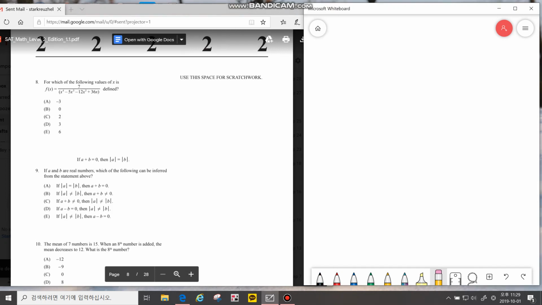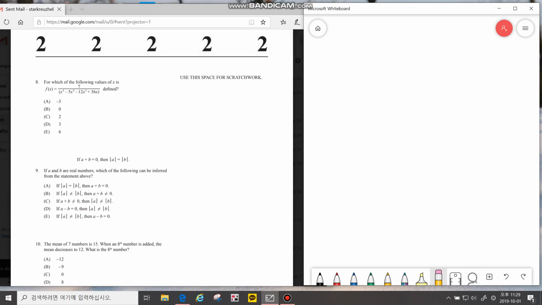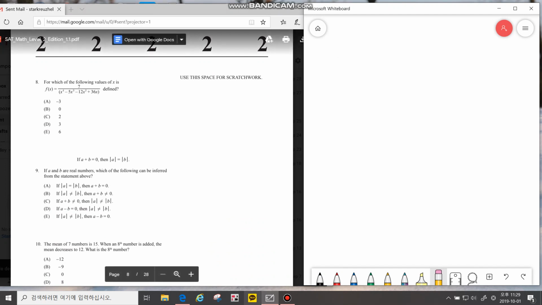The next problem that I pick is 8. Okay, 8. Let me write it down. For which of the following values of x is f of x defined? You want to know where this function is defined. Then we need to find values where this function is undefined and rule them out. So whatever makes the denominator here 0 is where this function is not defined. So then we need to simplify the denominator.